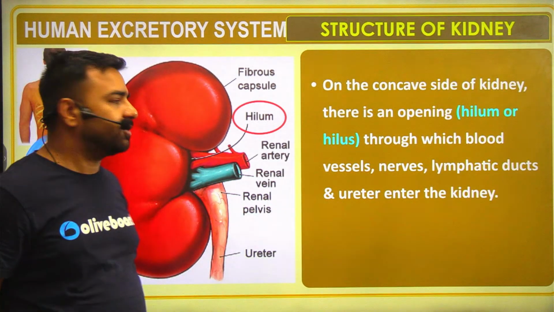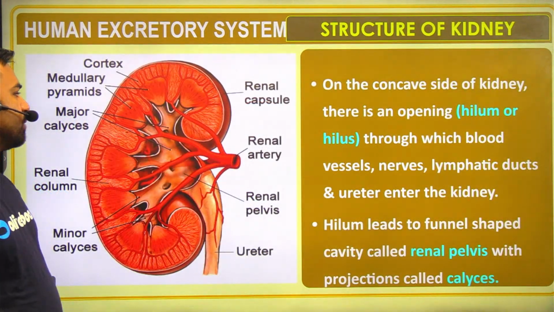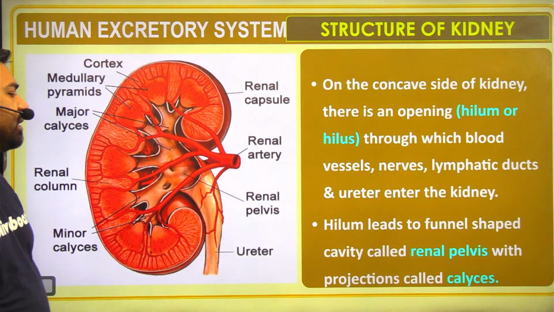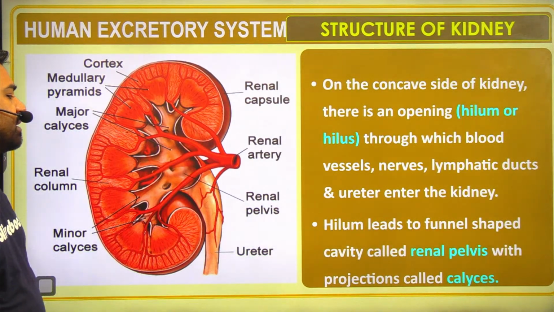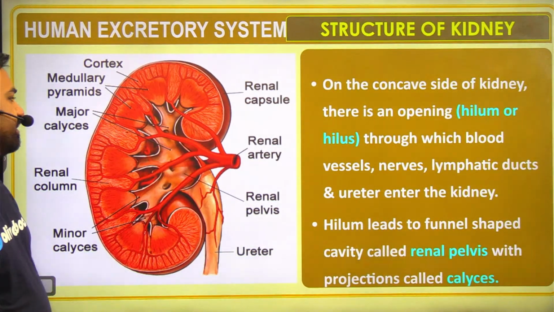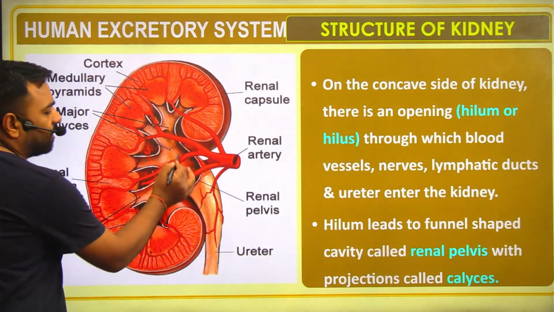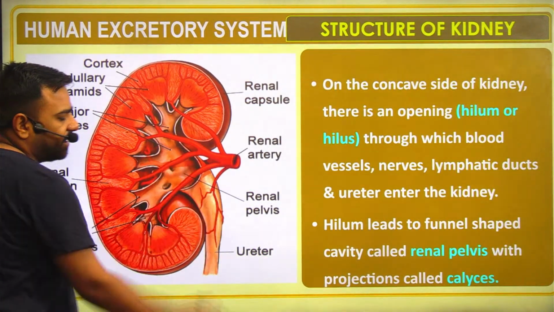Fine. Next, proceeding further. So hilum, that was this portion, that is the internal one. So it leads to the funnel shaped cavity that is known as renal pelvis with the projection known as calyces. So here we have the renal artery which is present here. Okay. So this is what renal pelvis is. So it's clearly mentioned here.